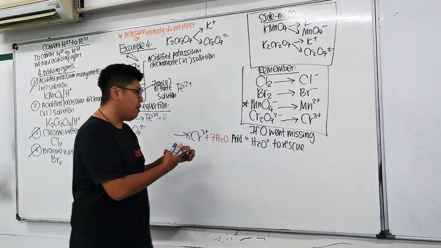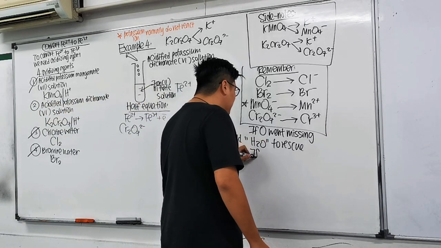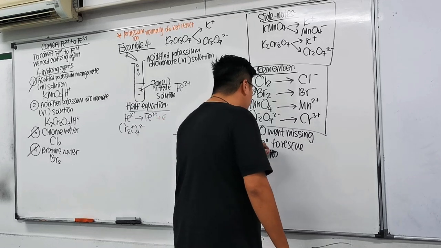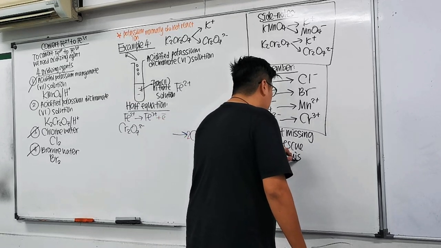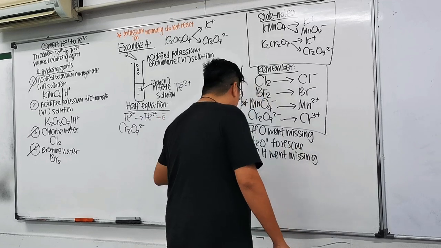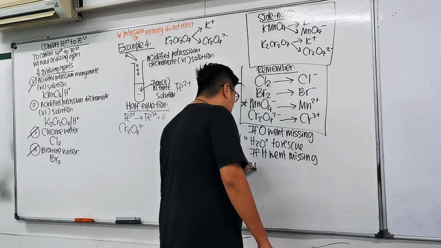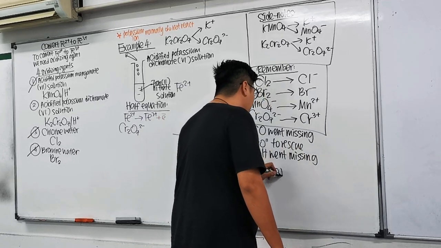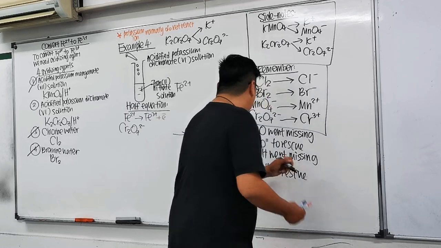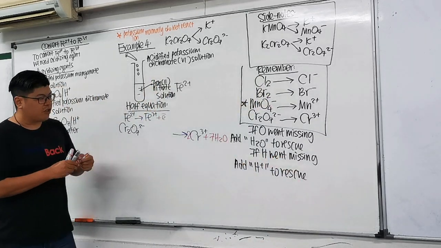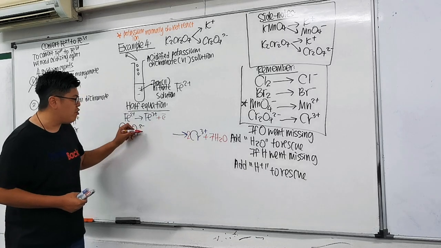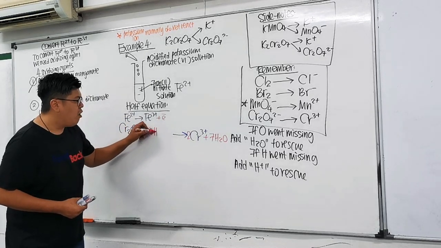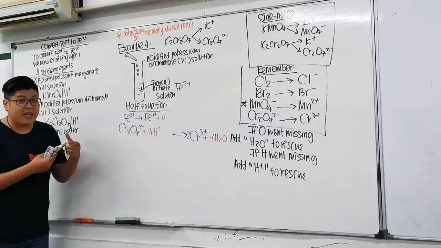Okay, remember this? Alright. If you encounter a situation whereby the hydrogen went missing, you go and add in H+ to rescue. Very good, I see that you guys still can remember. Now, how many H+ do we need? 14, 7 times 2, 14. So you need 14 H+. By doing this, you already make the equation balance.